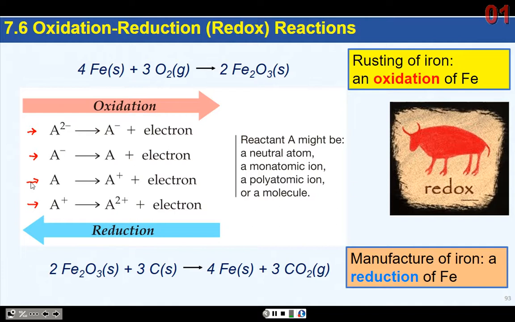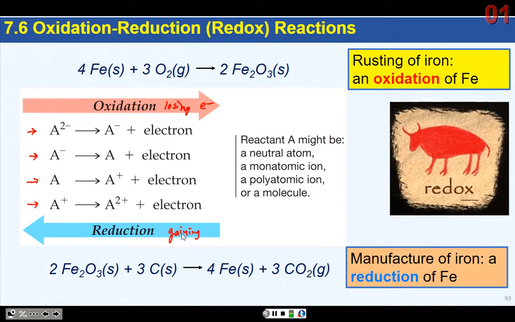Reduction is the opposite of each of these. So oxidation is losing electrons, and reduction is gaining electrons. So in the reverse sense, those reactions would be reductions of those. There's 4 examples shown here.